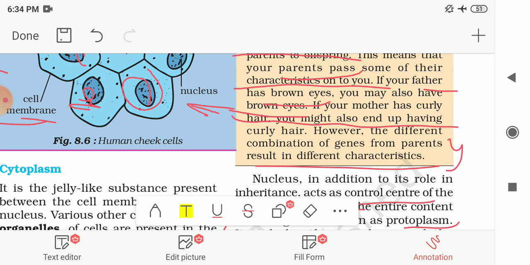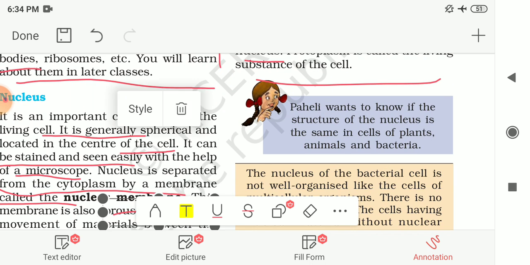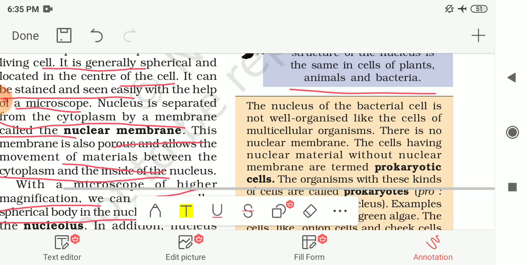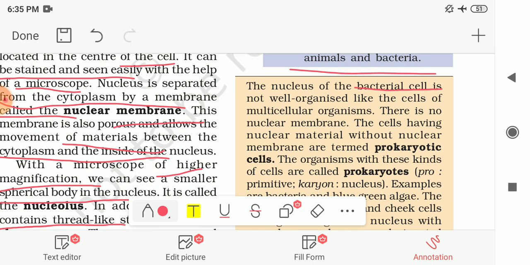Now Paheli wants to know if the structure of the nucleus is the same in the cells of plants, animals and bacteria. Let us see that the nucleus of the bacterial cell is not well organized. It is not well organized in bacteria like the cells of multicellular organisms, and there is no nuclear membrane in the bacterial cells.